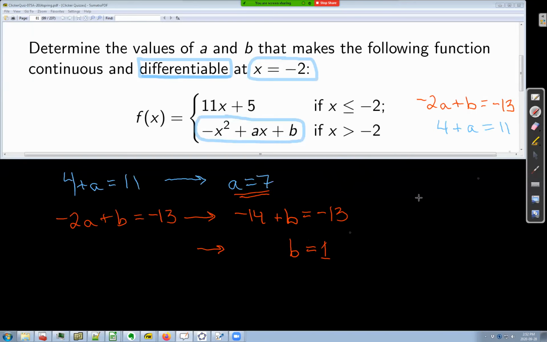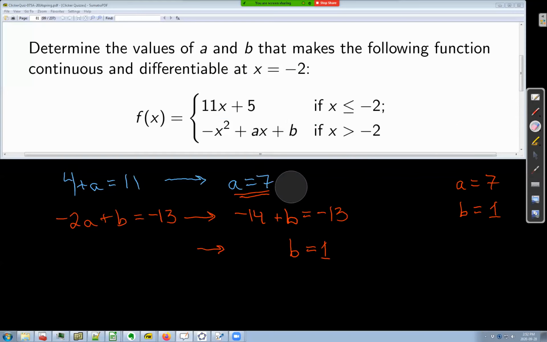So my final answer is a has to be 7, and b, let me write it off to the side, wherever I have room. My final answer is a should be equal to 7, and b should be equal to 1. And then what we should always do is check that our answer makes sense, because it's possible maybe I made a mistake somewhere.